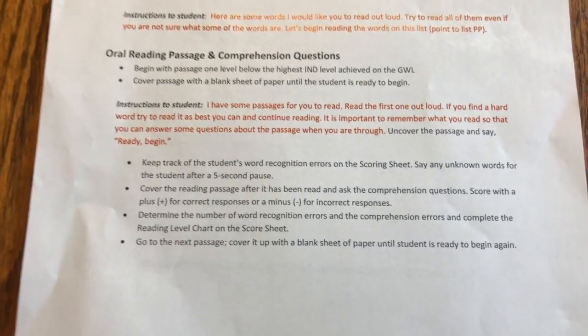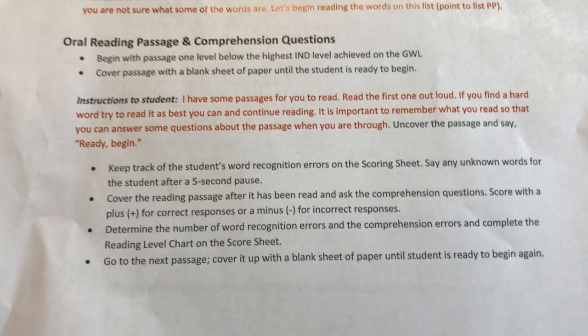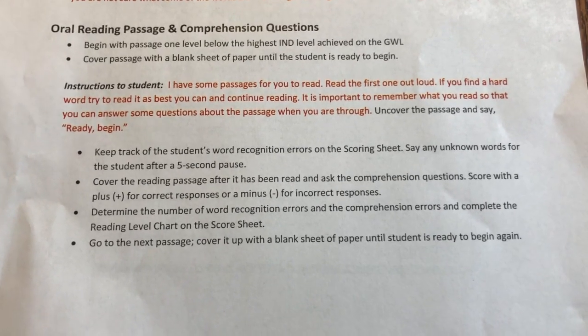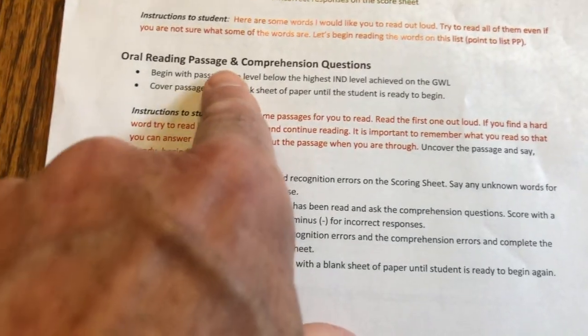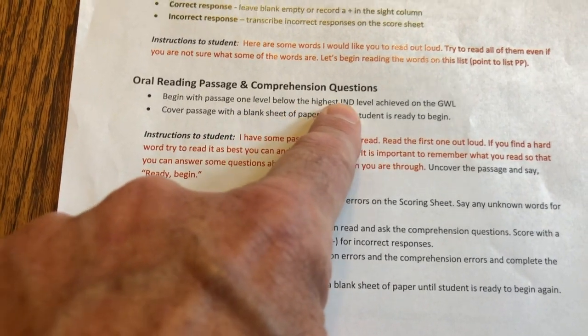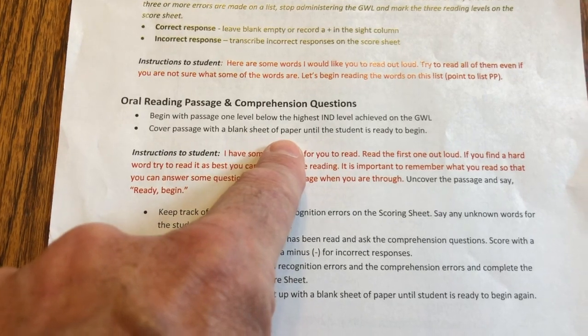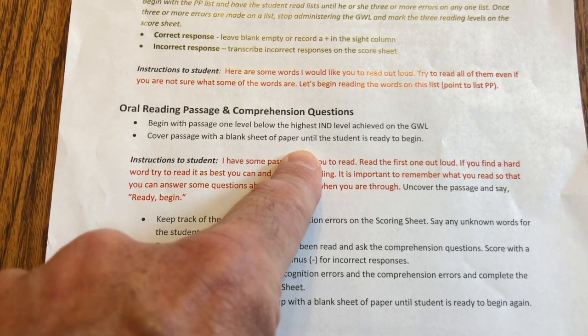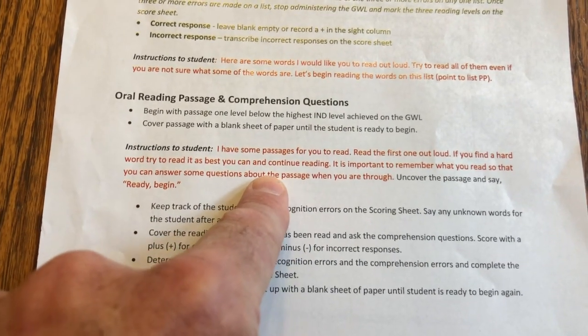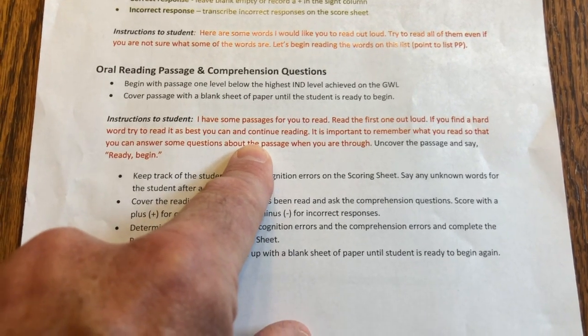So once you're done with the graded word list, then there's instructions on how to handle the oral reading passages. It's a reminder to you to begin with the passage one level below the highest independent from the graded word list. Cover the passage with a blank sheet of paper. We'll give you that until the student's ready to begin. And then here's, again, some suggested instructions.